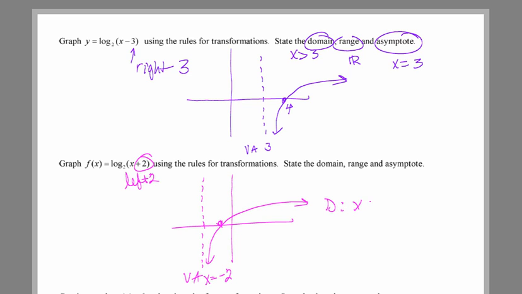Domain is everything greater than that asymptote, negative 2. Range, do you need to think about it? No. Range is always going to be all real numbers. And finally, the vertical asymptote, x equal negative 2.